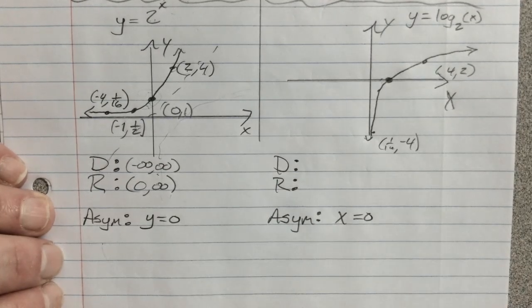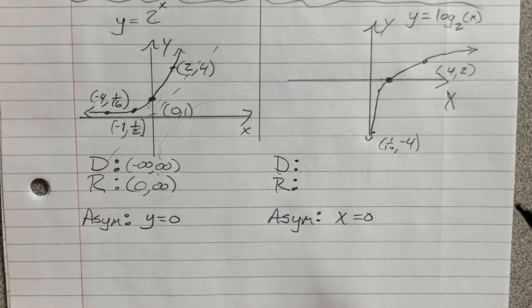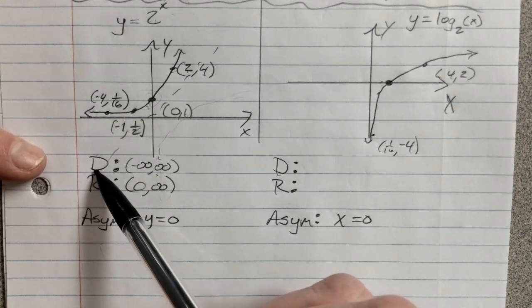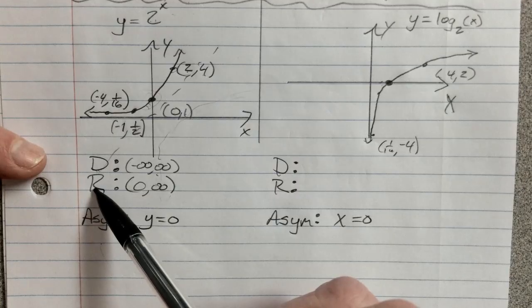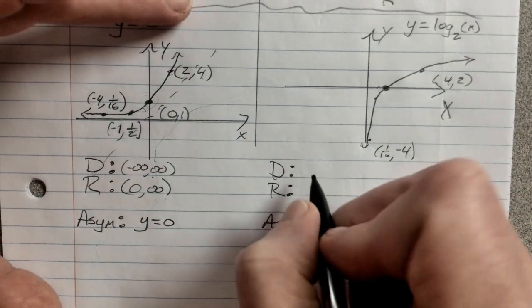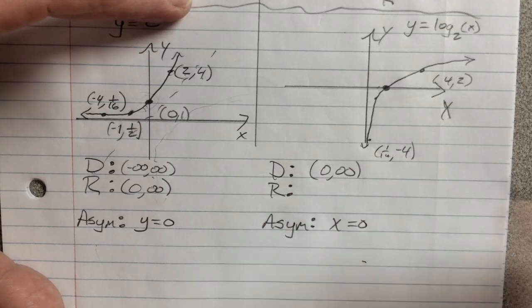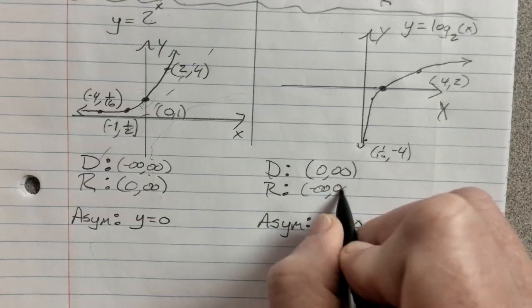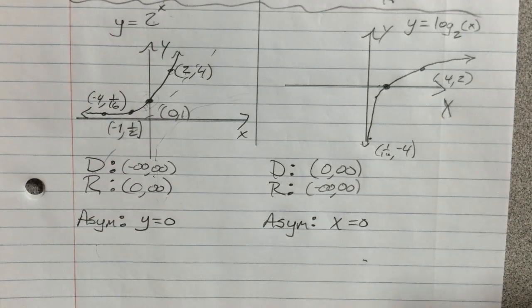What will the domain be? Would it be negative infinity? It would not. We're switching x and y's. Domain describes your x values. Range describes the y values. So if I switch that around, the domain is going to be 0 to infinity. The range then will become negative infinity to infinity. Good job. That's exactly right. Really good job.